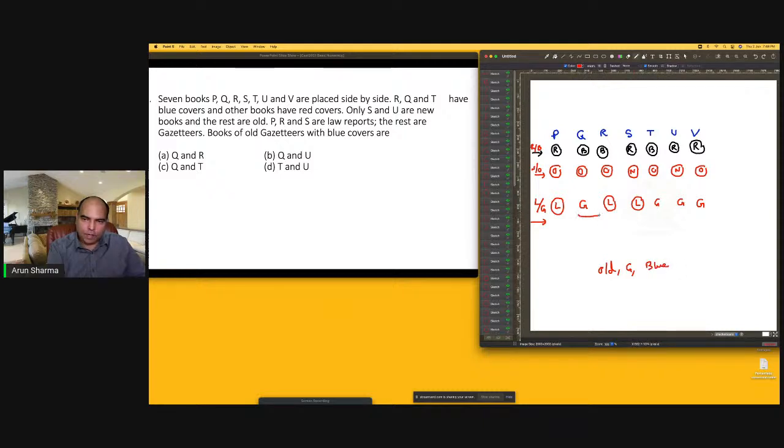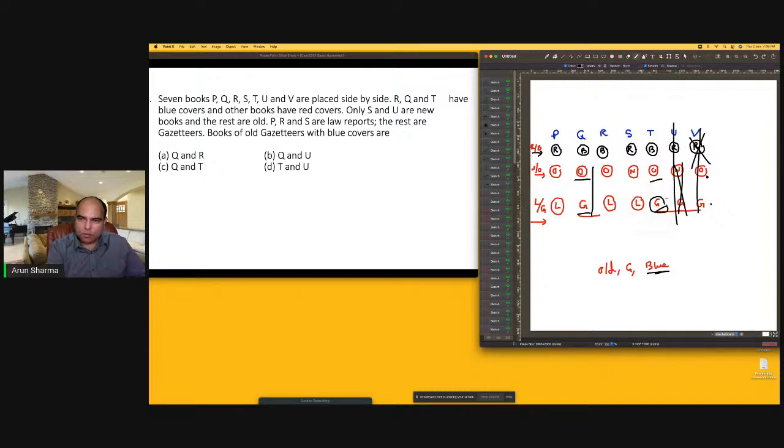So first of all, I only have to look at gazetteers, which is Q and T, U, V. And then when I look at old books, this is fine. Gazetteer and old is fine here, but gazetteer new, so U gets rejected. And gazetteer and old is also fine here. And we also need blue, but V is not blue, so the red cancels out. So V cancels out, U cancels out.